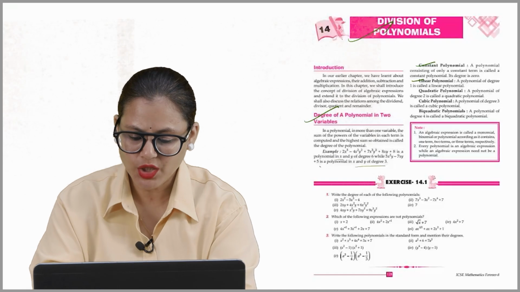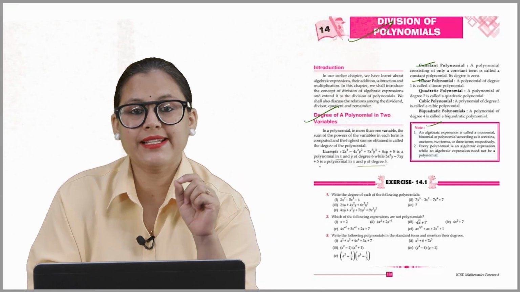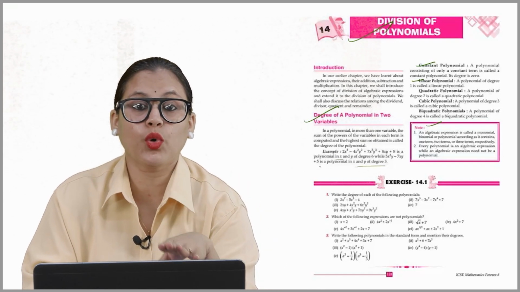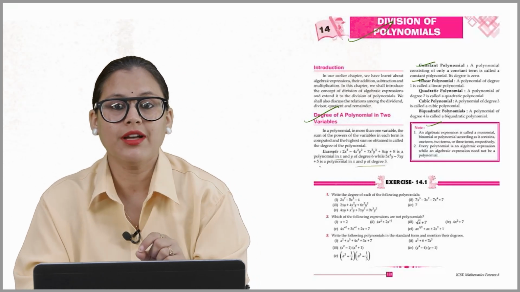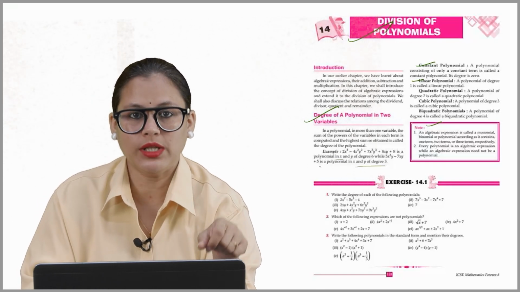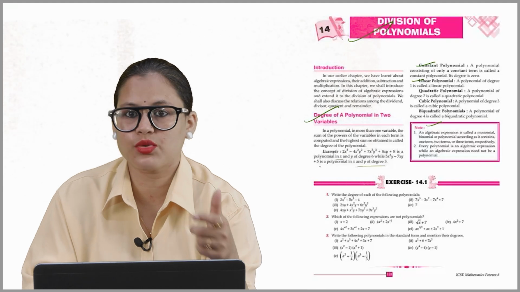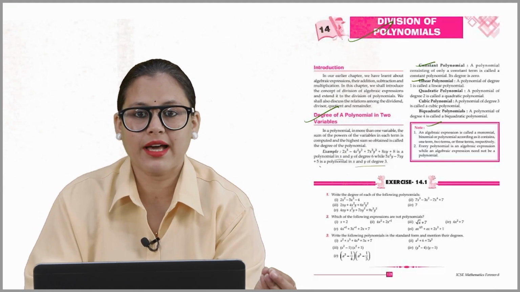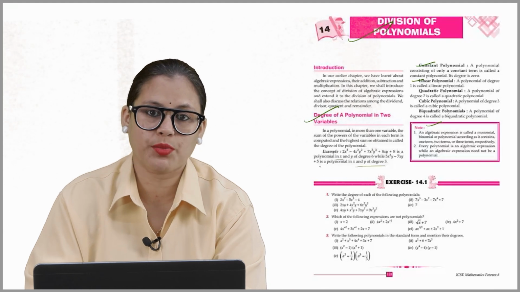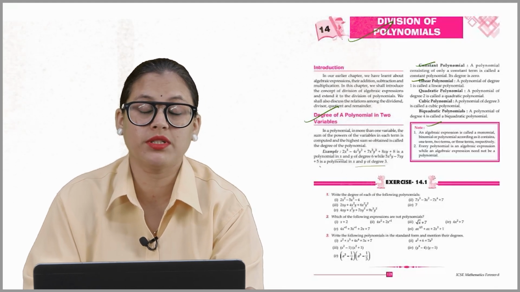Okay. Note. Number 1, an algebraic expression is called a monomial, binomial or trinomial according as it contains one term, two terms and three terms respectively. Number 2, every polynomial is an algebraic expression, while an algebraic expression need not be a polynomial.